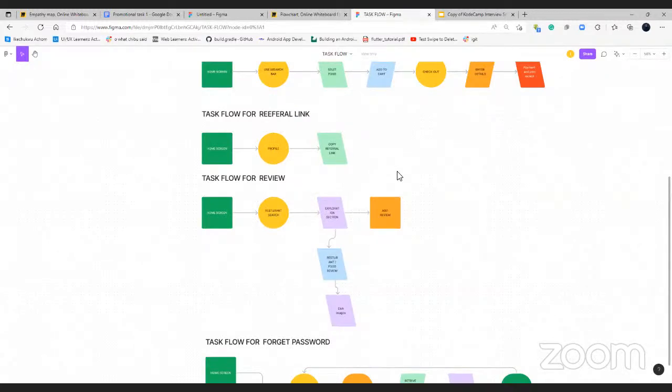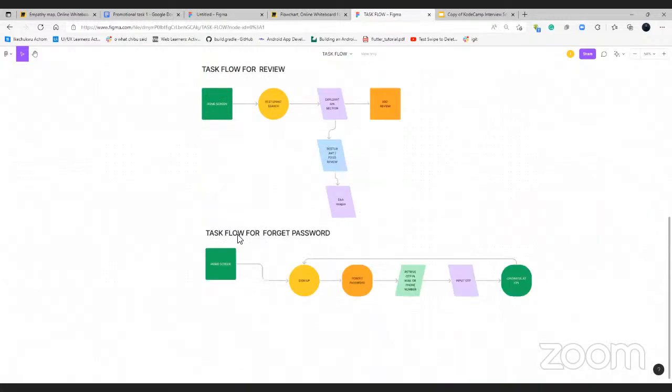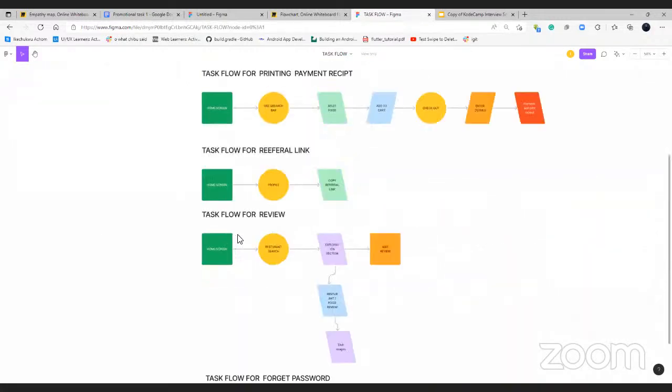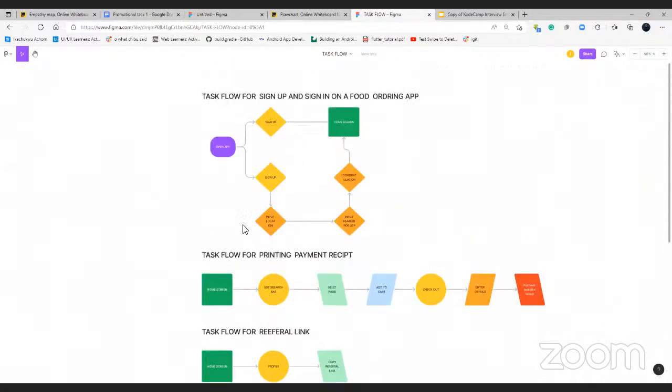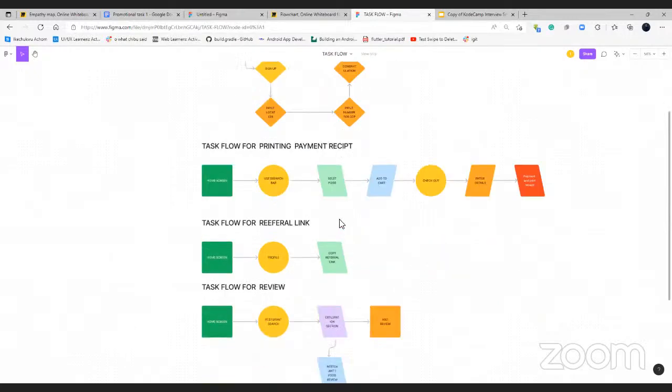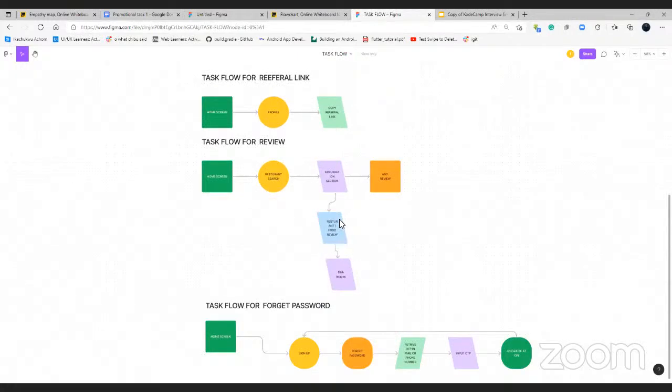Okay, this is interesting. It doesn't take away the fact that the person actually did some nice stuff. You have the task flow for review, task flow for forget password, but there's no task flow for ordering the food, which is actually more important. Now you get to understand user research, what is expected in the empathy map, in the user story, and in your task flow. Please go through this review session video again.